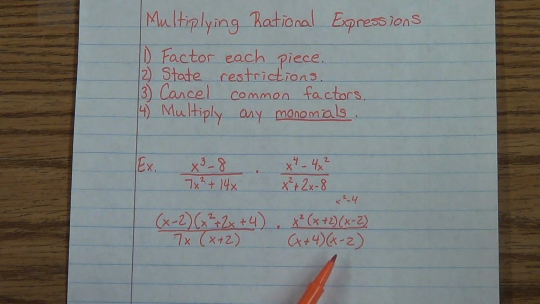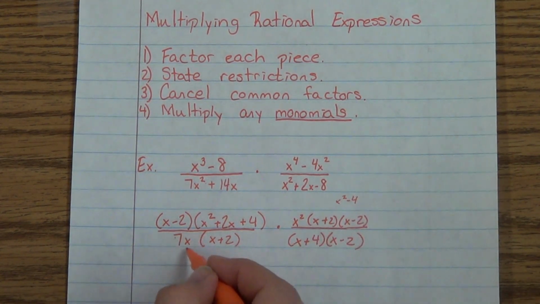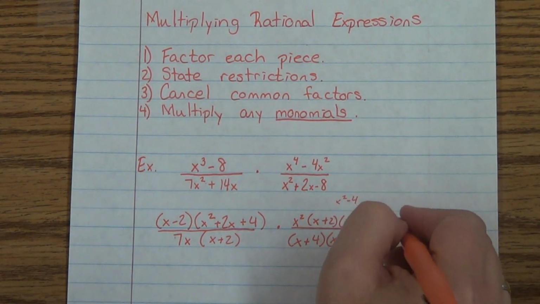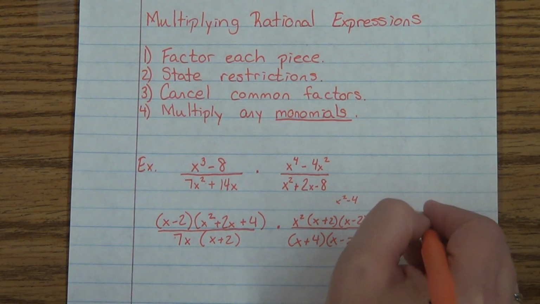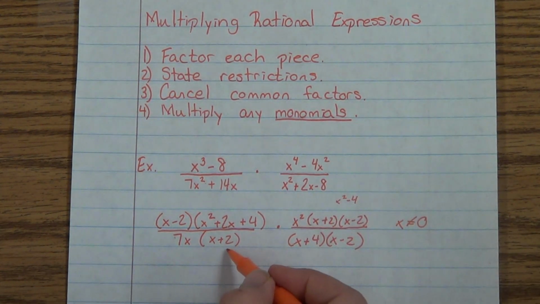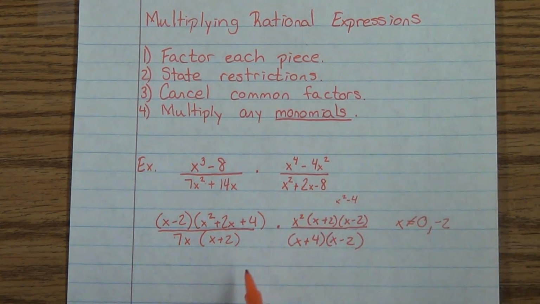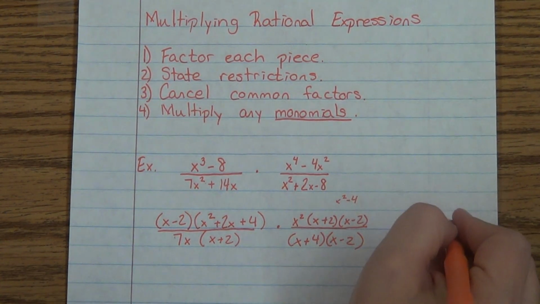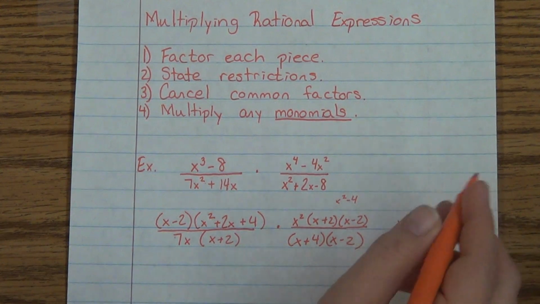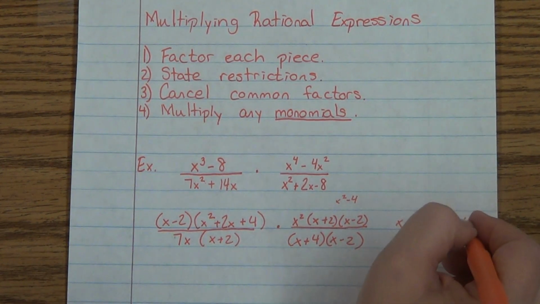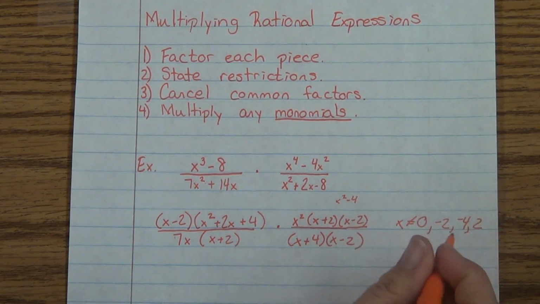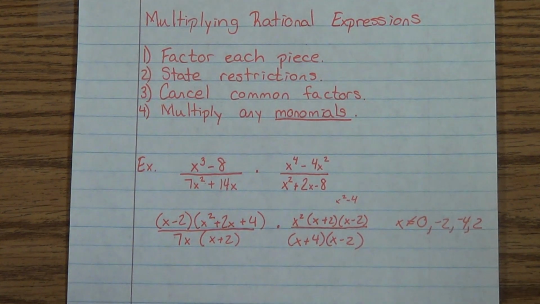Your restrictions are in your denominator. So what would make this equal to 0? Well, that's if x is 0, so x cannot equal 0. What would make that 0? If x was negative 2. What would make this 0? If x was negative 4. And what would make this 0? If x was positive 2. So those are my restrictions.